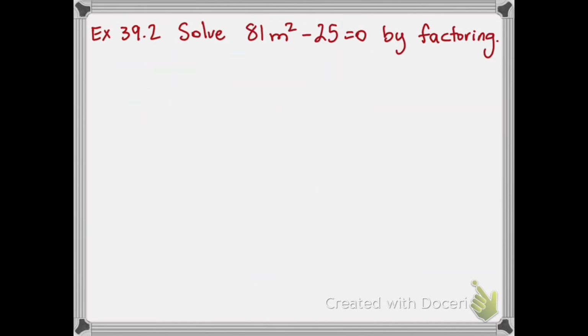Let's do one more. In this case, we also have a difference of squares. We're going to write parentheses, parentheses equals 0. Now we're going to put our signs, plus and minus, and now we're going to look for the square root of 81m squared. The square root of 81 is 9, and the square root of m squared is m. So we put 9m in the first part of each parenthesis. And then the square root of 25, which is 5, we put after the signs.